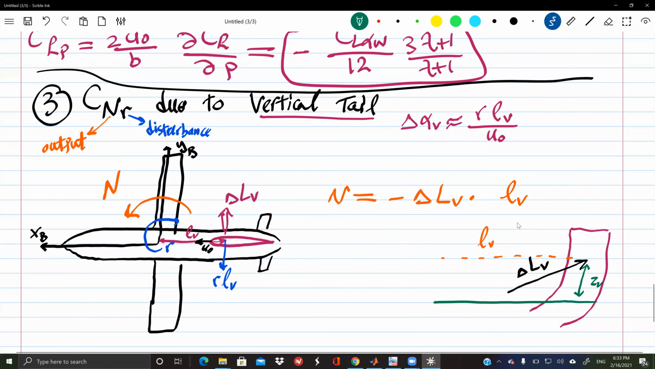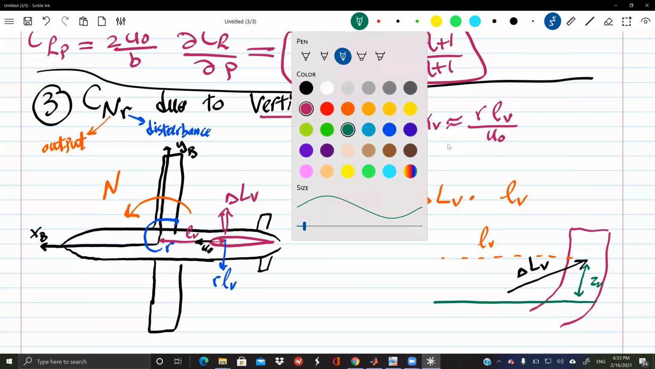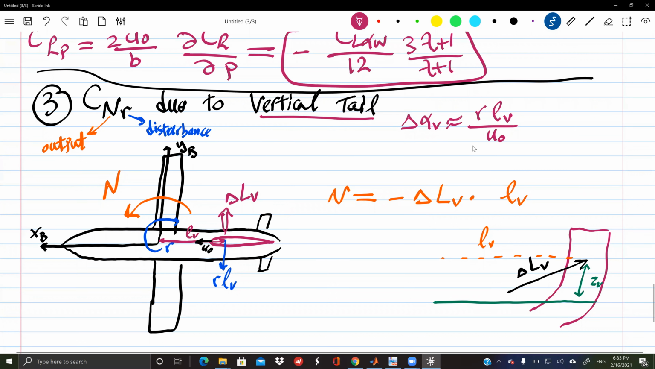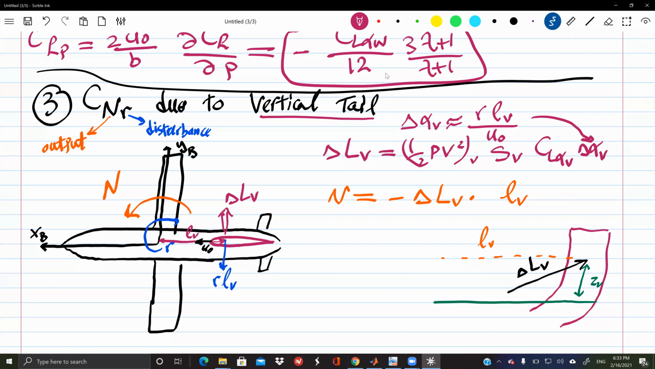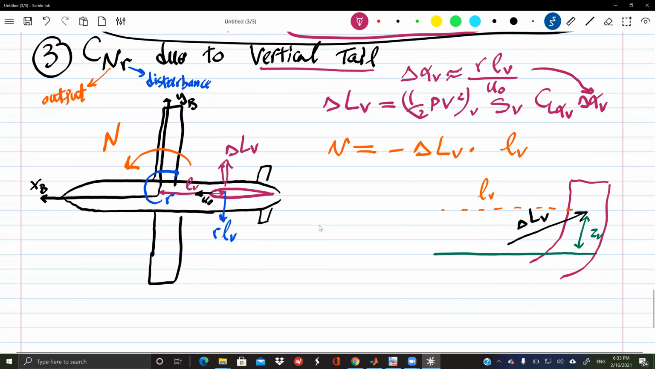You're welcome. So here in our problem, it's a bit simpler. We got the change in the angle of attack. This leads to a change in the lift, which is, as usual, 1/2 rho v squared S vertical tail, CL alpha vertical tail times delta alpha vertical tail. And once you have the force, you multiply by the moment arm to get the moment, and let's substitute, and we're done.